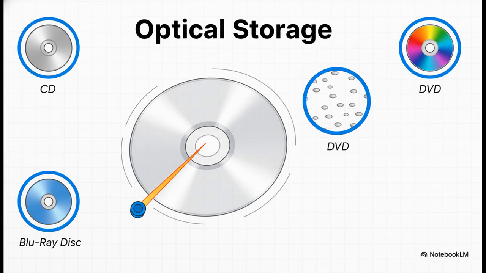First on the list, optical storage. This tech uses a laser beam to burn tiny little pits onto a spinning disk. That's how it stores the data. And then a laser reads those pits back. You know these well. We're talking CDs, DVDs, and Blu-rays.